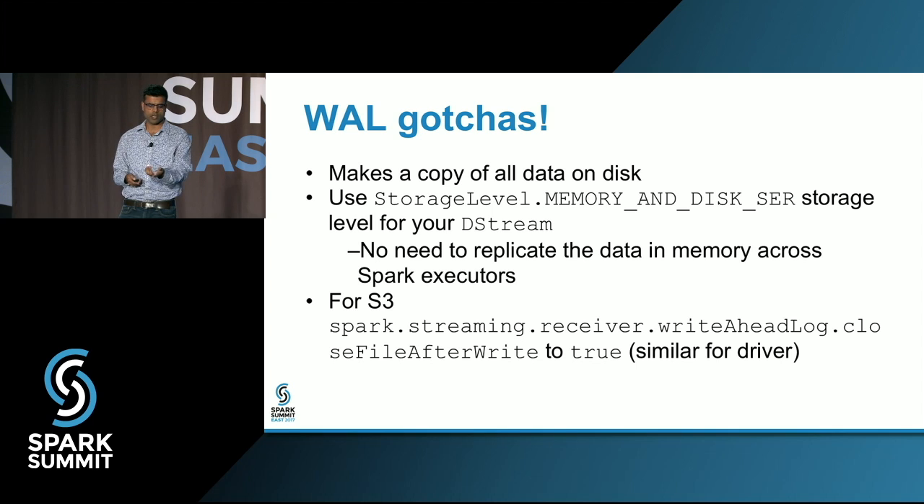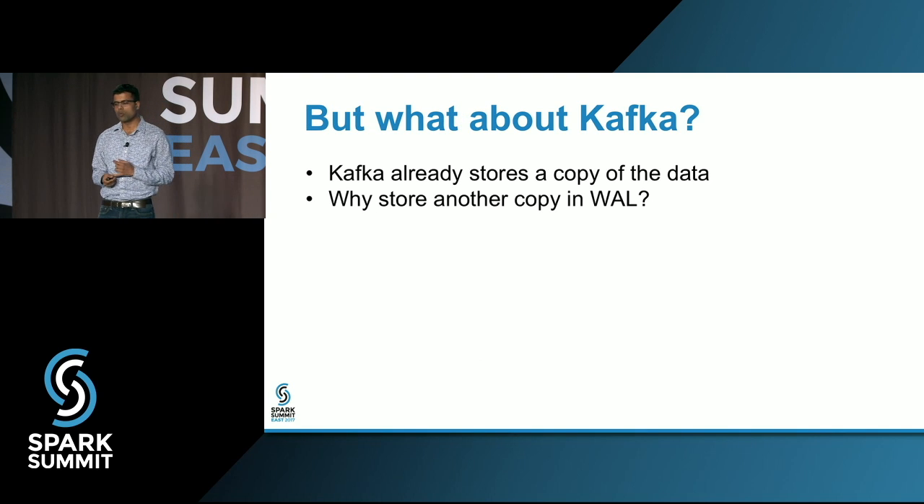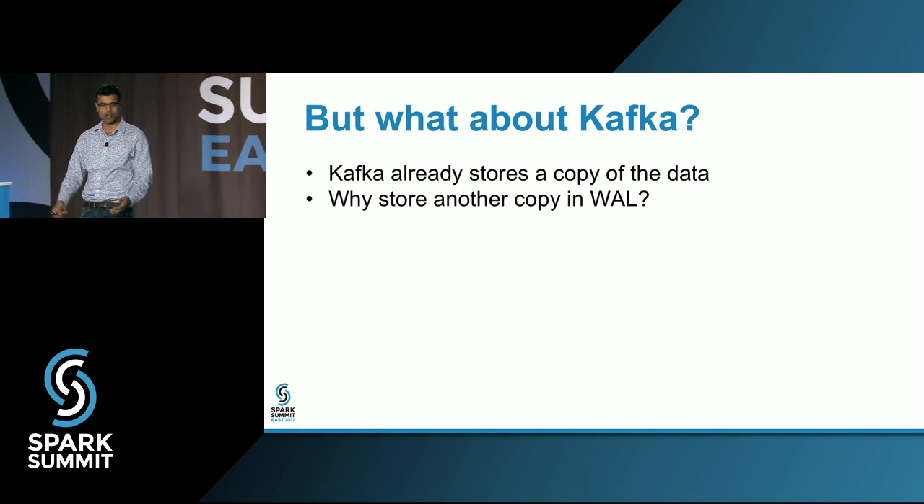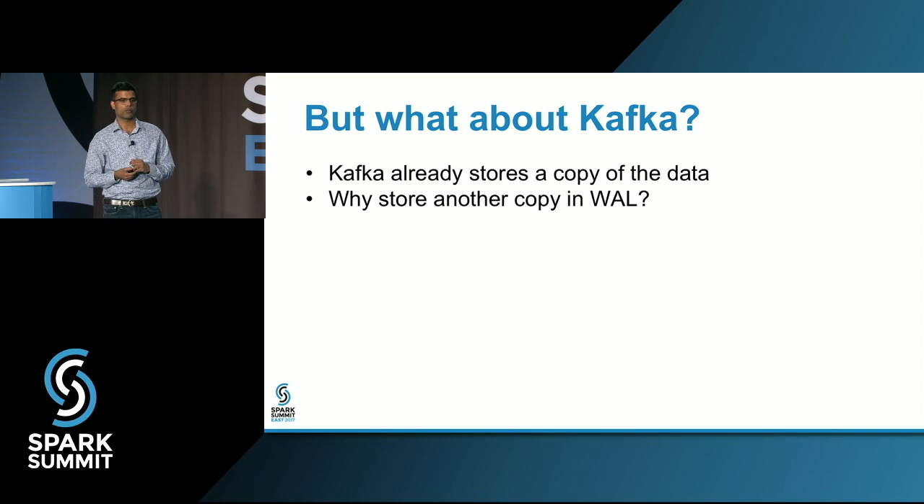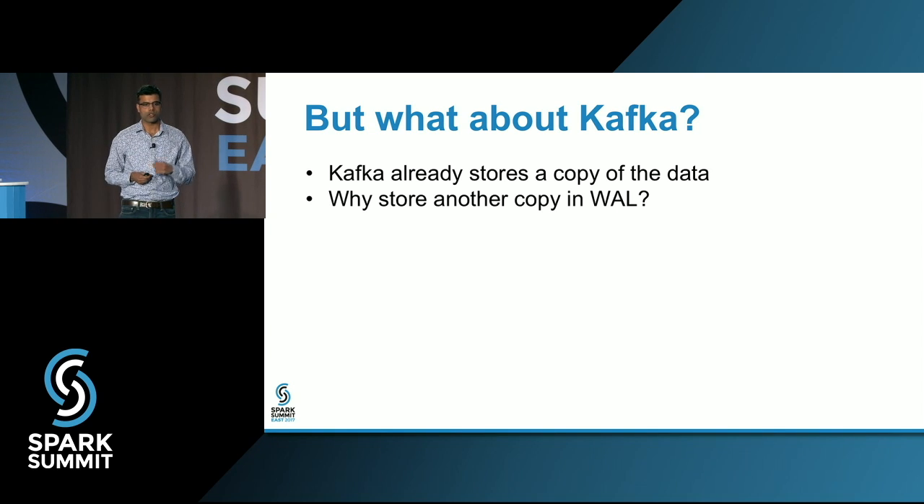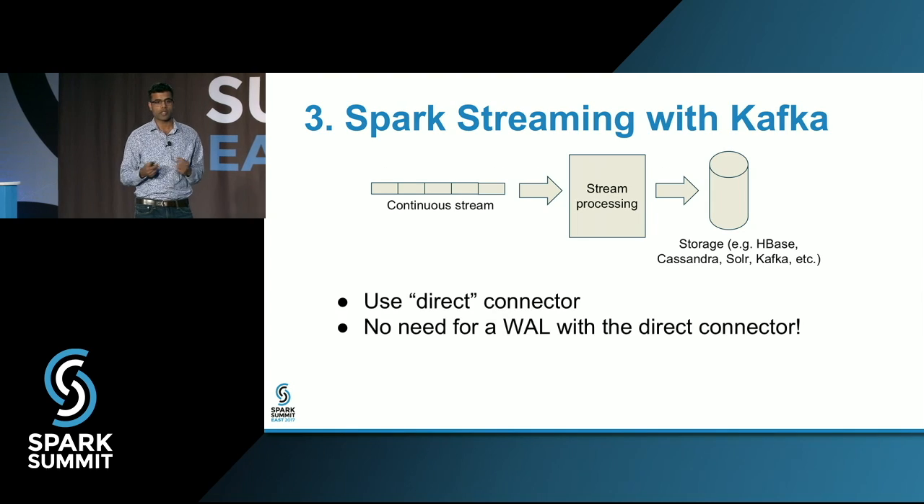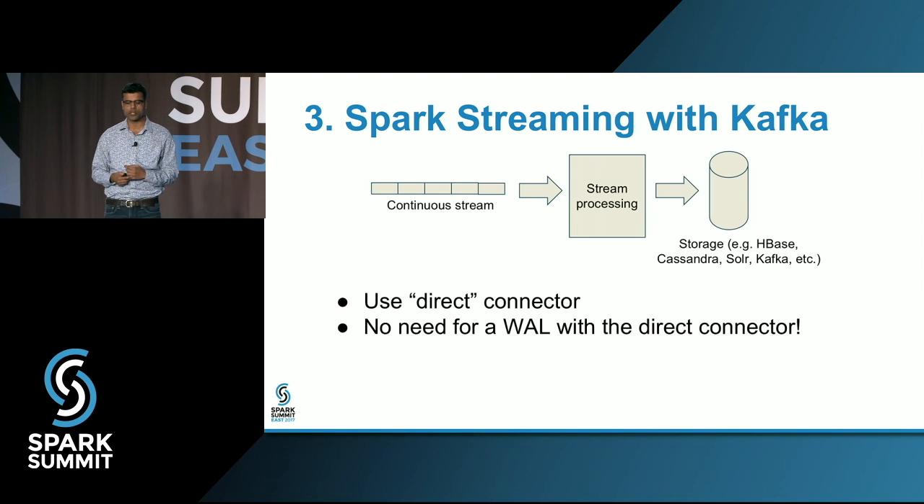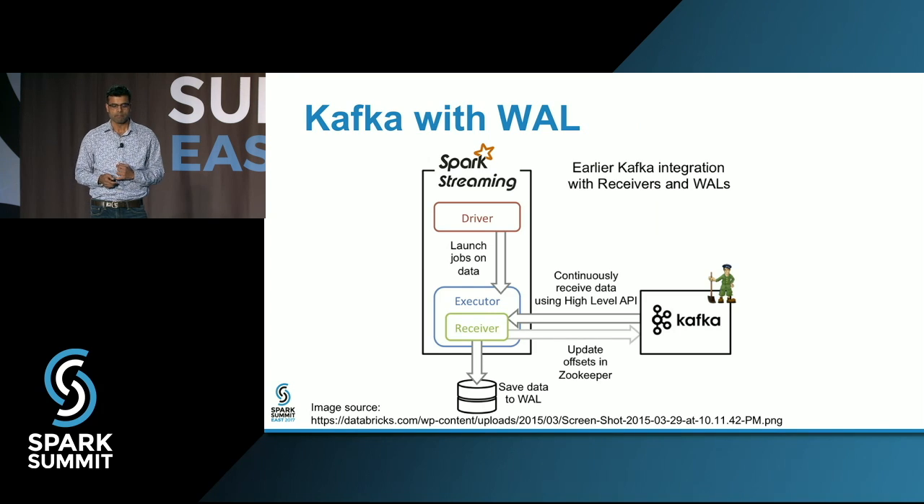But then you may ask, what if I'm using Kafka? Because Kafka on its own also stores data durably, and it actually has replication involved there too. So now you're storing 2 copies of data, one in Kafka and one in the write-ahead log. And you may ask, why store another copy in the write-ahead log? Which brings us to the third way of reading data, which is this direct connector that I alluded to earlier. There is no need for a write-ahead log with the direct connector.